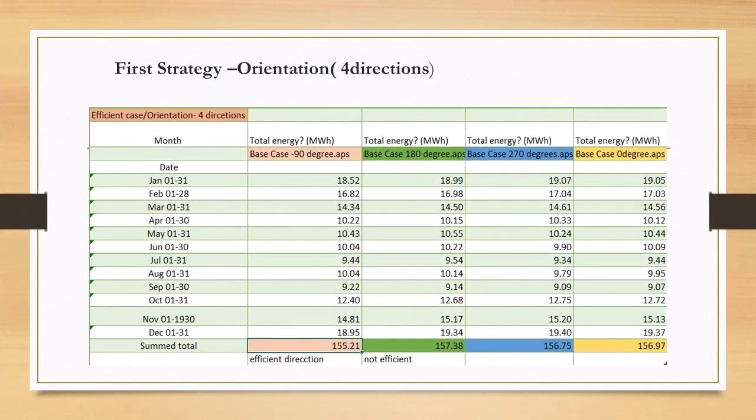I make an analysis for the base case from many strategies. First strategy, orientation. I put the base case in 4 directions and I get a sum total result.